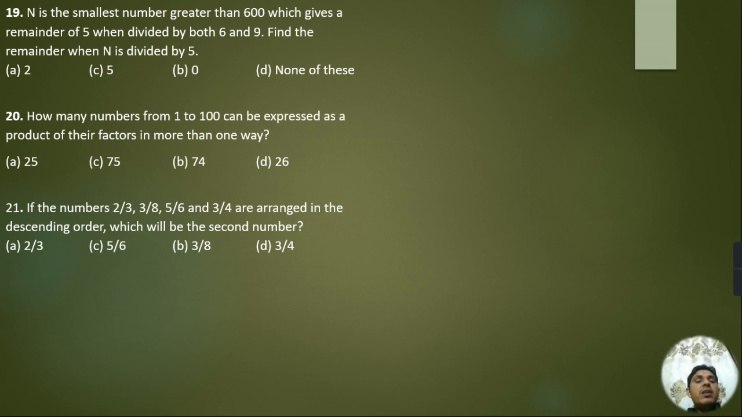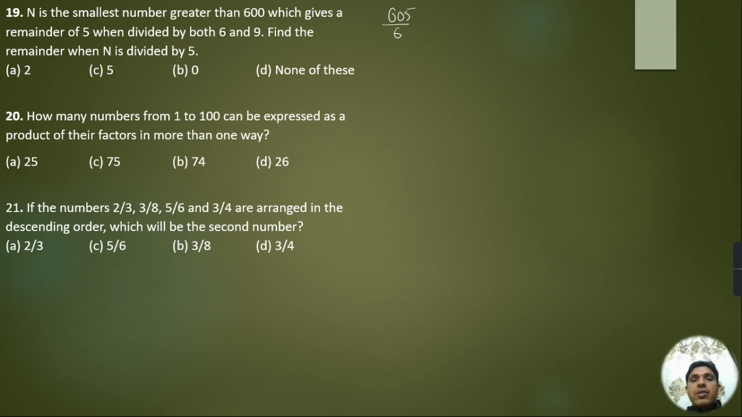remainder of 5 when divided by both 6 and 9. Find the remainder when n is divided by 5. So students, for this question we need a number greater than 600 which gives a remainder of 5 when divided by both 6 and 9. The first number after 600 that gives a remainder 5 when divided by 6 is 605.